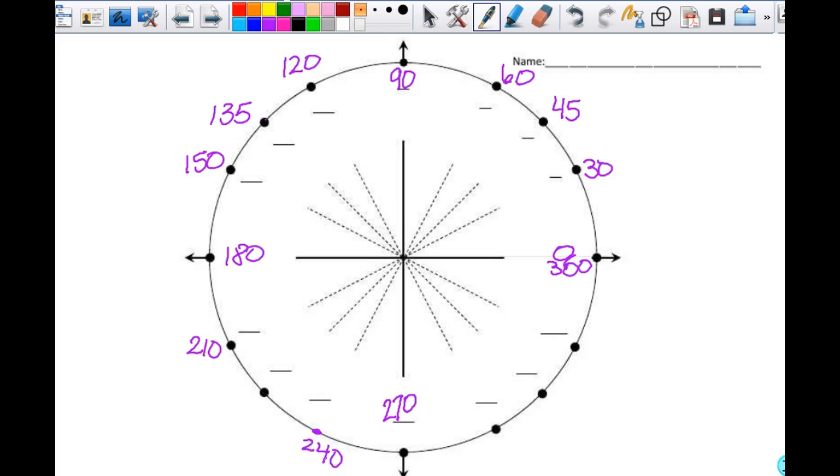So that makes this 300, 330, and that's where we get to 360, right? So if this is 180 and I go 45, this would be what? 225. And 270 and I go 45, that's going to give me 315, right? Right, so those are all my degrees.